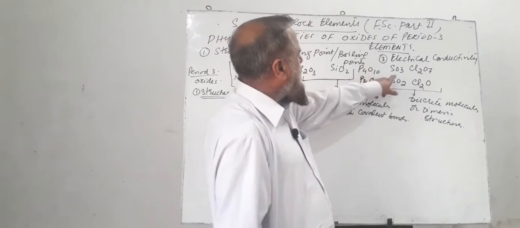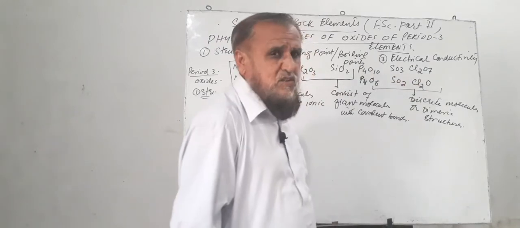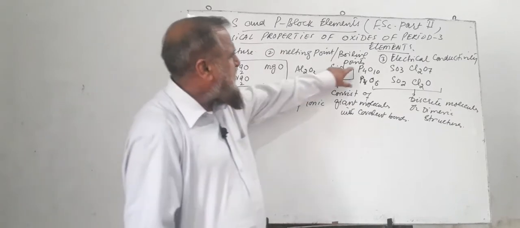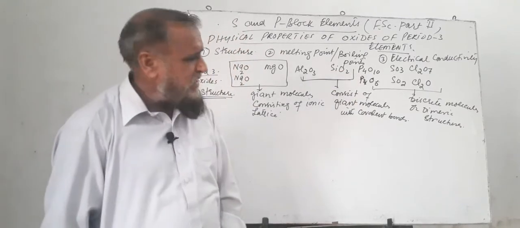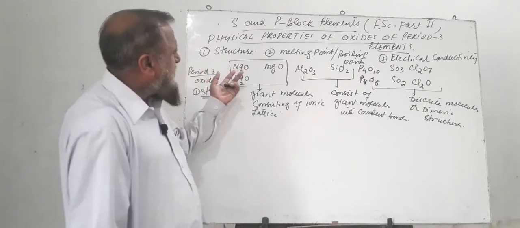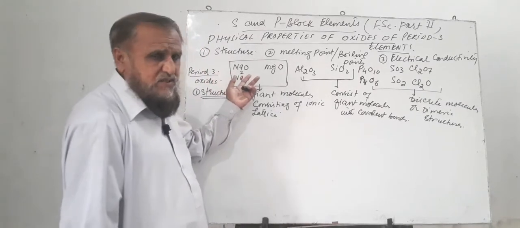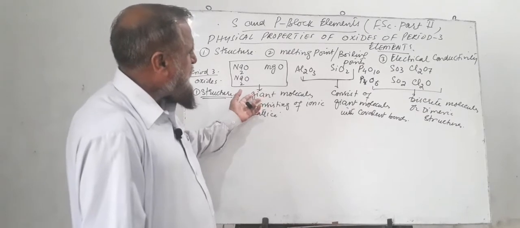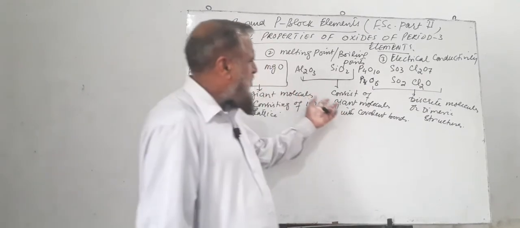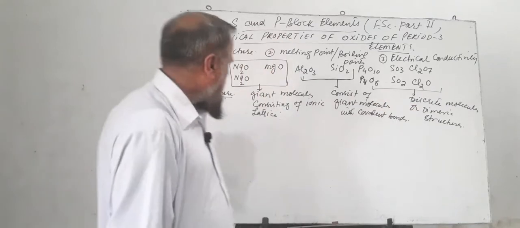SO3, SO2, Cl2O7 and Cl2O consist of discrete, separated molecules. P4O10 and P4O6 are dimeric in nature. So when we move along period 3, the nature of oxides changes from giant ionic to giant covalent, and then discrete molecules.